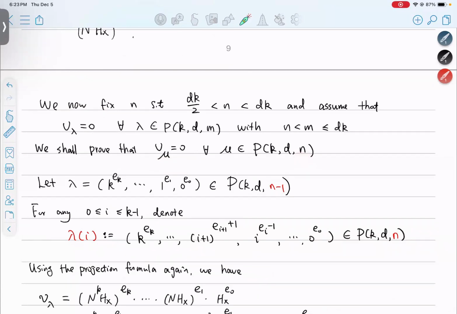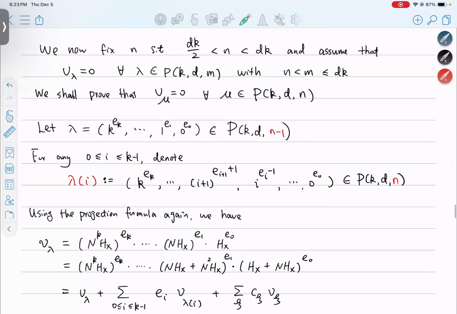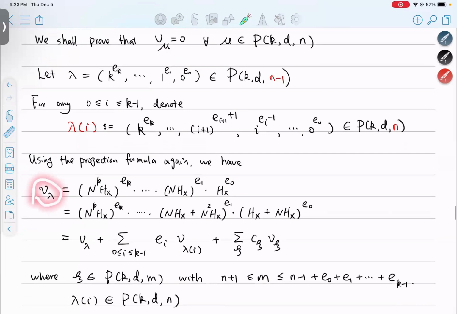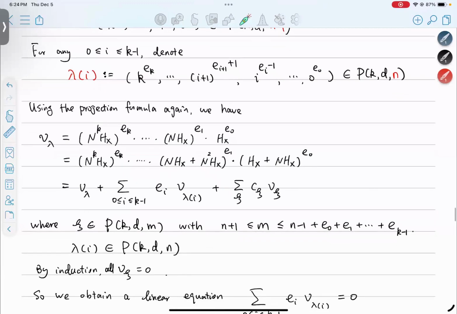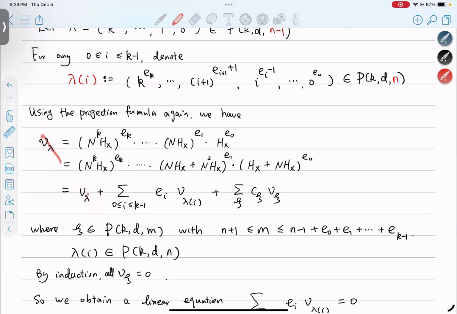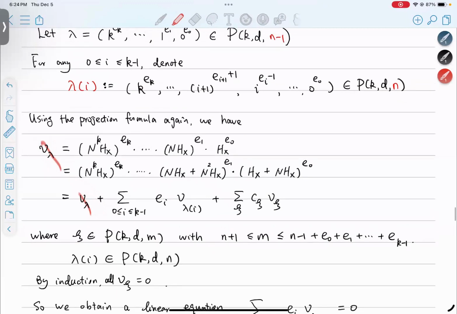Recall that if you want vanishing of this integer number, where mu is a partition of n, we look at another partition, of n decreased by 1. So we look at a restricted partition lambda, which is a partition of n minus 1. Similarly, we look at V lambda, this intersection number. Then you apply f star and do some algebra. Finally, the first term V lambda will be cancelled and disappear. Then you will only have the second term, the sum of e_i V lambda_i.